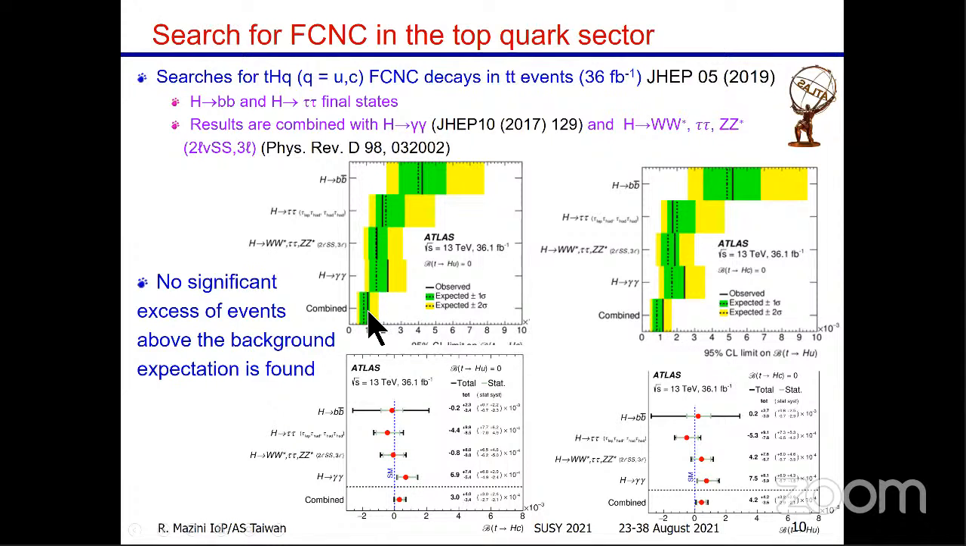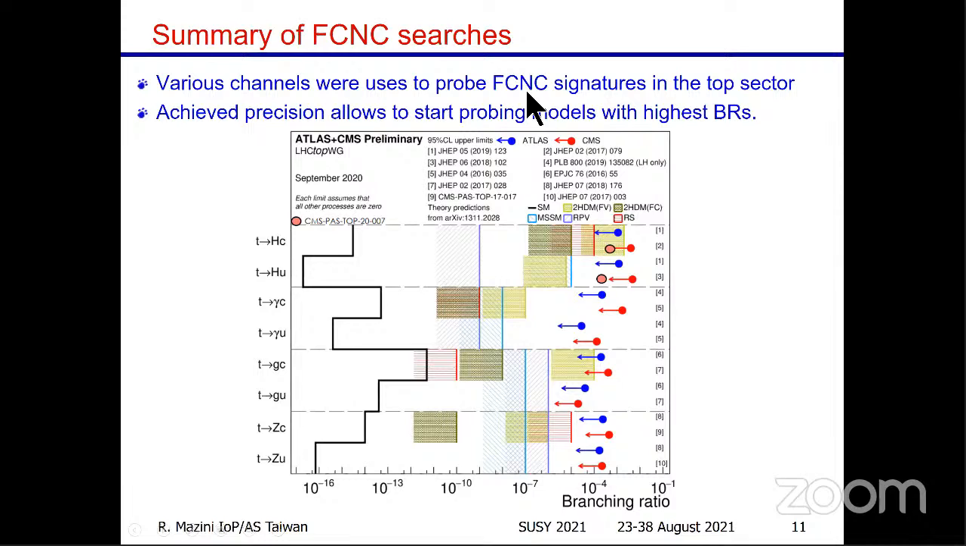So you can see that this is something that Atlas managed to have, and the limit is mostly compatible with the standard model predictions, as shown in these two plots here. So the combination is again shown here, and there is no significant excess of events above the background expectations as well. The combined results from all these Higgs final states are shown in this, and they are mostly compatible with the standard model predictions, which is this dashed line here. Okay, so as a summary, there were various channels that were used to probe the FCNC signatures, and they are all combined in these figures.